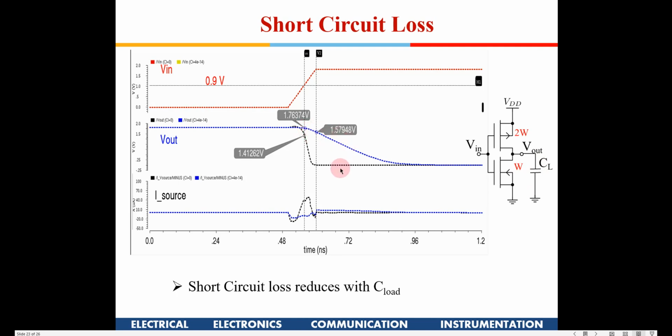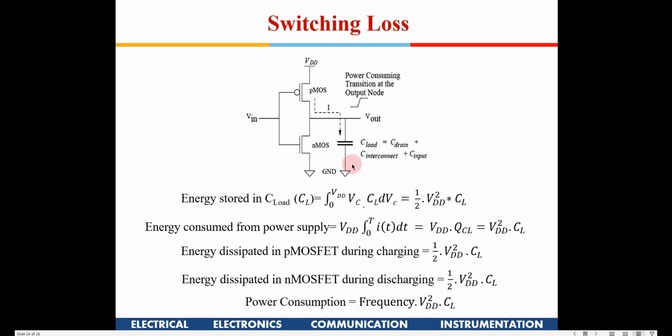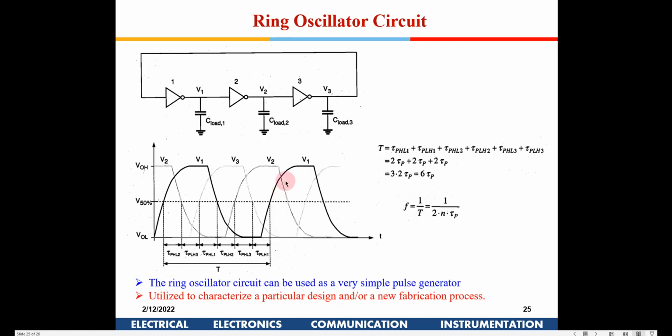We studied this in detail in the first class, and then we also saw the switching loss formulas. I have just put these slides here so that this topic remains complete. Now, this is known as a ring oscillator.